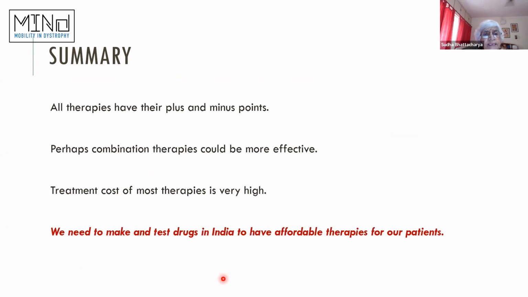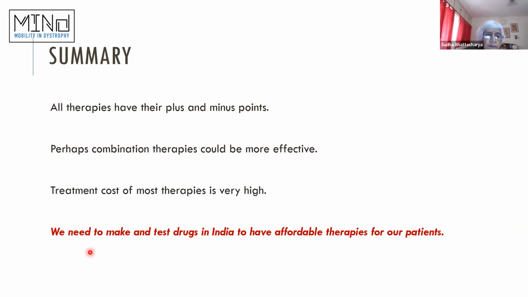So all the therapies that I've told you, none of them is actually perfect today. They all have plus and minus points. But a lot of work is going on to improve them. And maybe we have to think also in terms of combination therapies. Just one therapy alone may be less effective, but if we can combine, say, two therapies, then it could be more effective. The problem is also that even when the therapies come, they are very expensive and the cost is so high that we will not really be able to afford them.